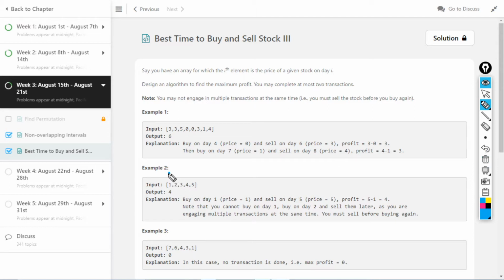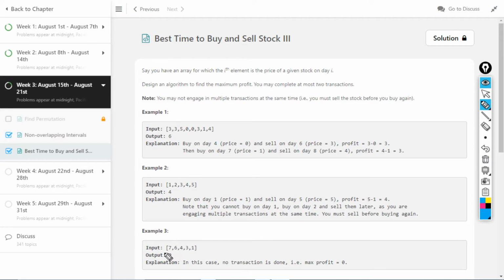For that we can buy on the 1st day and sell on the 5th, so we'll get our profit as 5. So our maximum profit will be 5 in this case. Sorry, not 5, it will be 4, because on day 1 we will spend 1 rupee or whatever the currency is. Now after this let's check the last one.